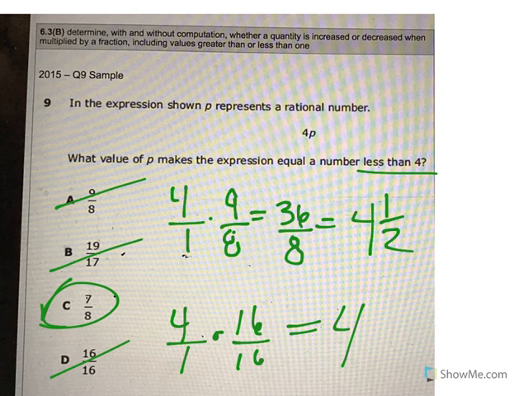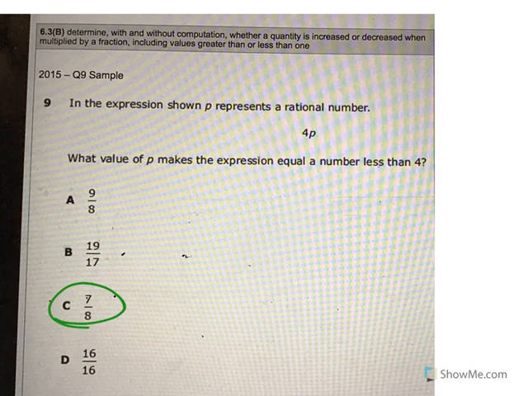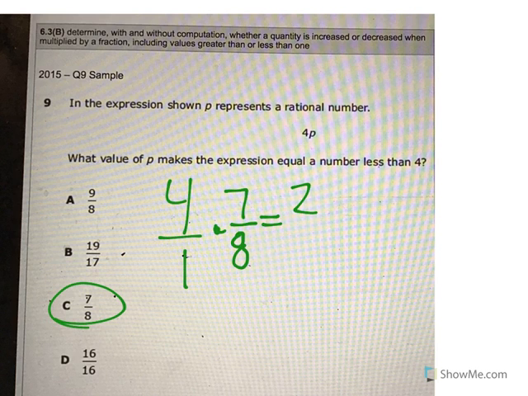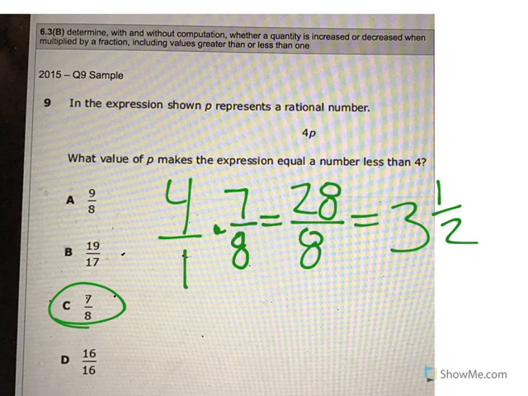Why is the answer C? Because if I multiply 4 times a number that is less than 1, I'm going to get an answer less than 4. 8 will go into 28 3 times with 4 as a remainder over 8. 4 over 8 simplified is 1/2, and 3.5 is less than 4, so we did it correctly.